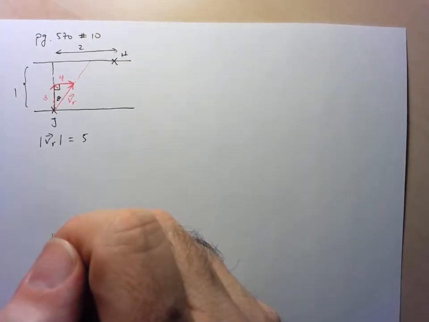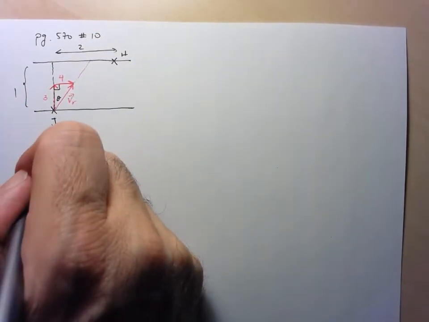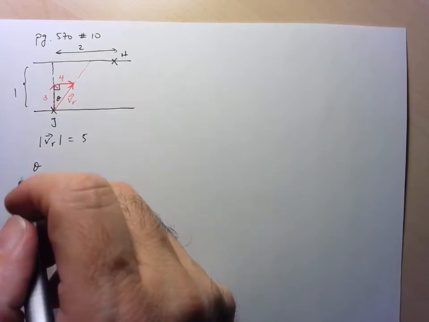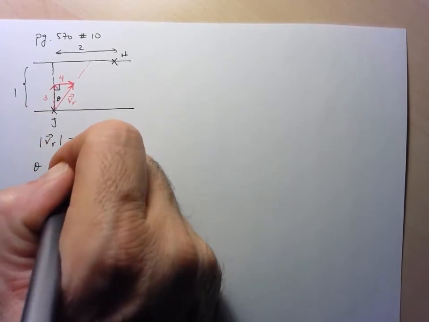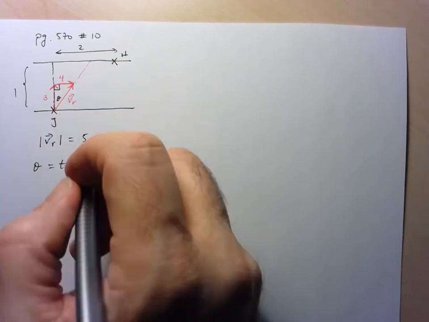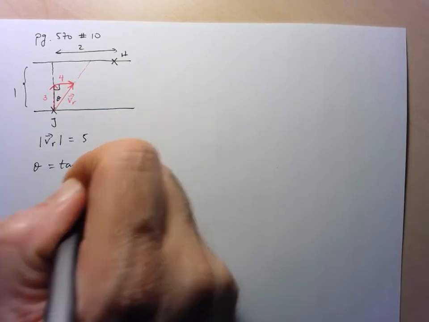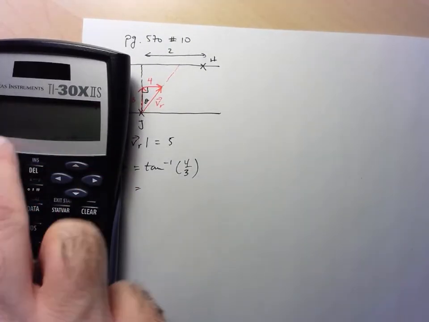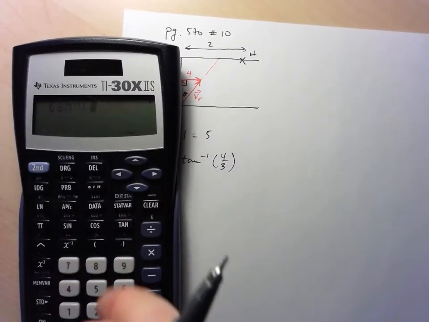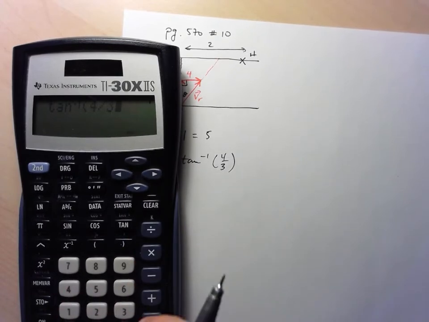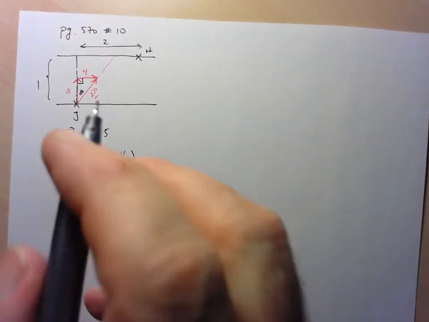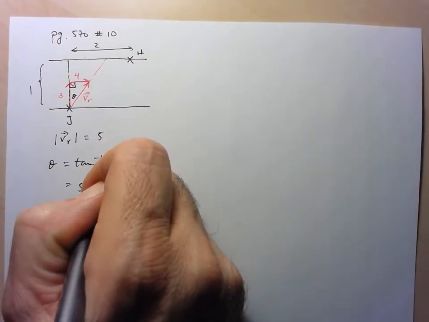And what we need here is the angle. I can use any one I like, but I might as well use the ones I was given, so I'll use tan. So tan inverse of opposite over adjacent, so 4 over 3. Let's get our calculator here. So we've got tan inverse of 4 over 3, and we've got 53.13. So theta is 53.13.